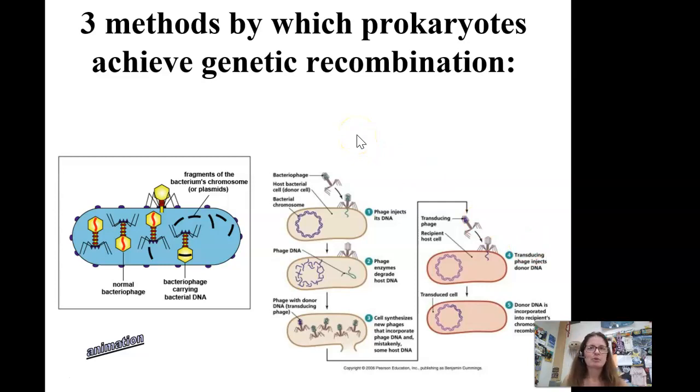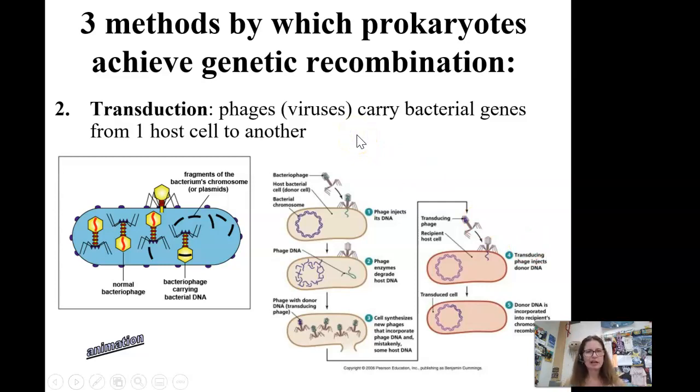The second way that prokaryotes can take on new genetic information is through a process called transduction, and this involves a virus or a phage. That's another name for virus. These viruses are specific to bacteria. They're bacteriophages, viruses that infect bacteria, and you can see this little virus lands, like a little spaceship lunar lander, and injects its genetic material into the bacteria.